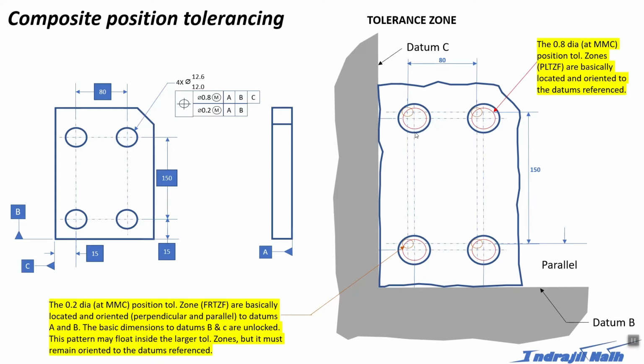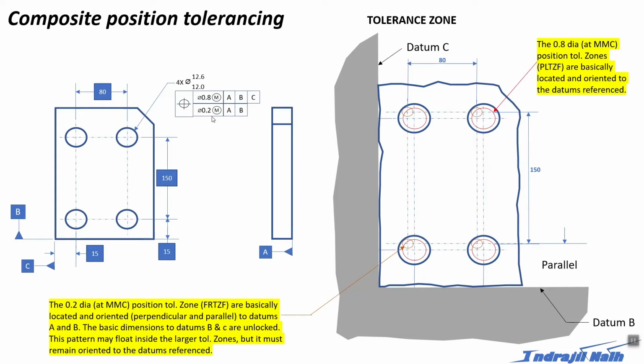That is clear, right? Now what does this 0.2 maximum material condition tell us? This 0.8 is with respect to datum B and C. It will lie on datum A, and it will be with respect to datum B and C. Here this is your datum B, this is your datum C. So you have your 0.8 position tolerance with respect to your datum B and C. Now, with respect to datum B, there will be a position tolerance of 0.2 maximum material condition.